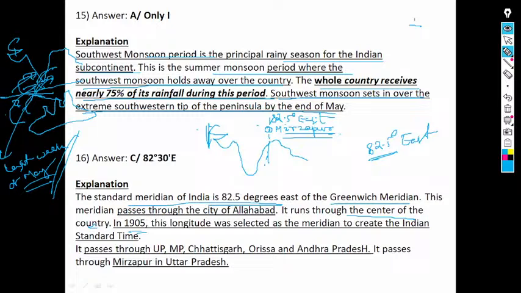In 1905, this longitude was selected as the meridian to create Indian Standard Time. It passes through UP, MP, Chhattisgarh, Odisha and Andhra Pradesh.